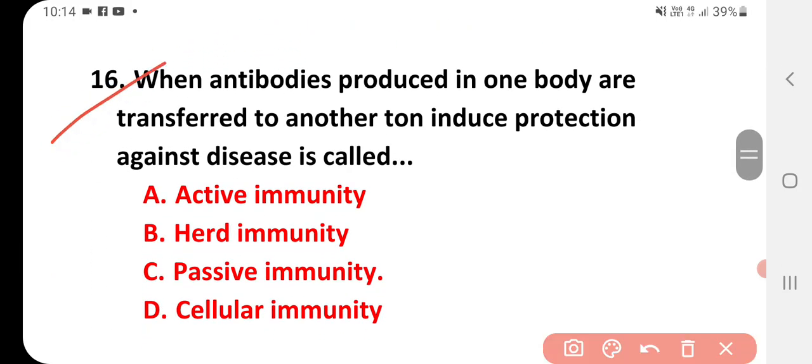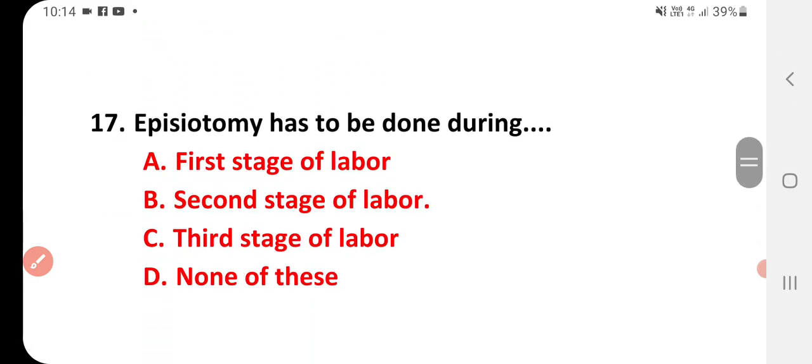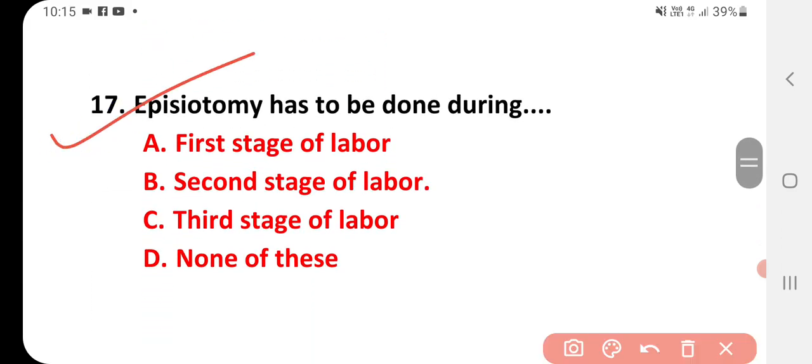16th, when antibodies produced in one body are transferred to another to induce protection against disease, it is called active immunity, herd immunity, passive immunity, cellular immunity. So when antibodies produced in one body are transferred to another to protect against disease, it is called passive immunity, option C.